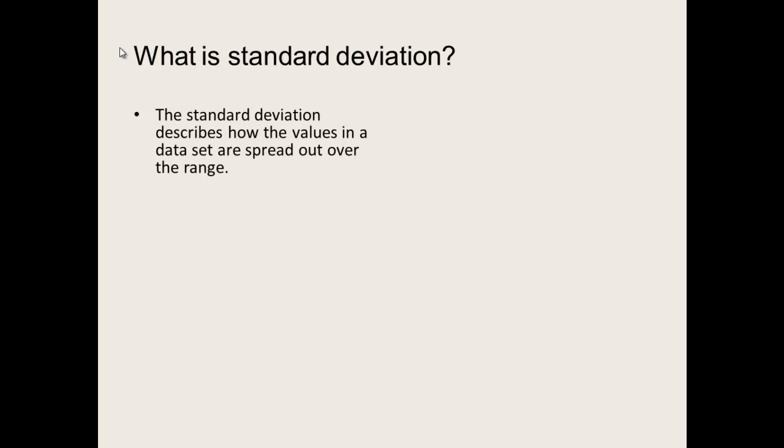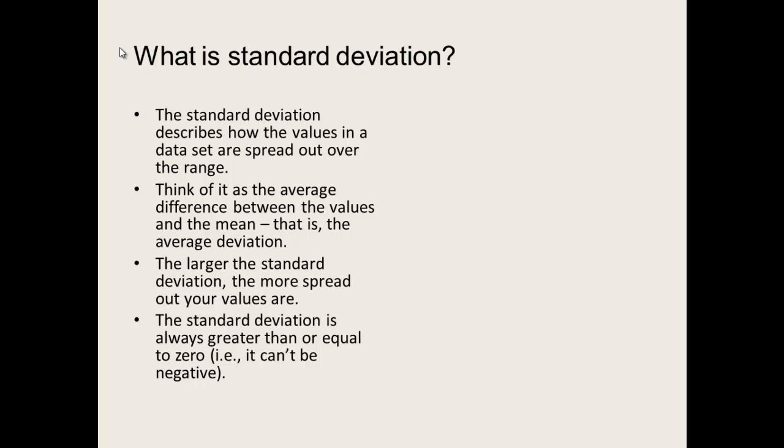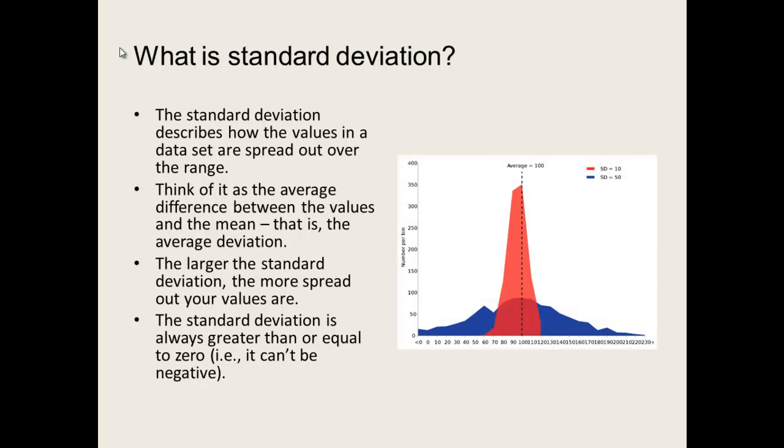There are 4 characteristics of a standard deviation you should know. First, the standard deviation describes how the values in a dataset are spread out over the range. Second, you can think of the standard deviation as the average difference between the values and the mean, that is, the average deviation. Third, the larger the standard deviation, the more spread out your values are. And finally, the standard deviation is always greater than or equal to 0. That is, it can't ever be negative. And we'll see why when we do the calculations next lecture.